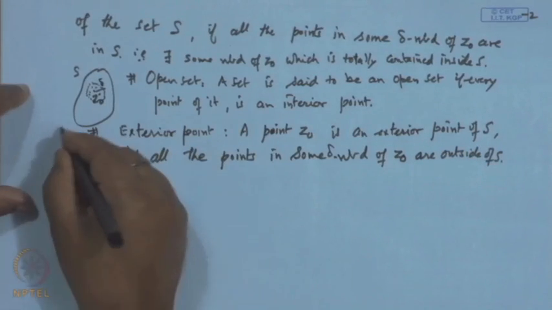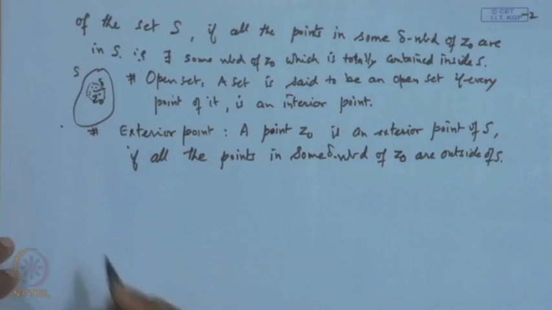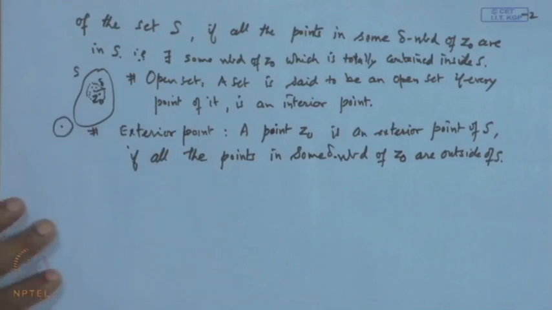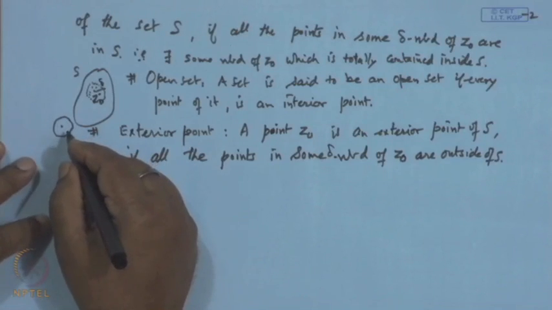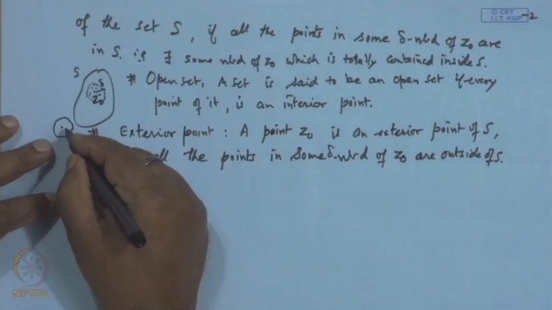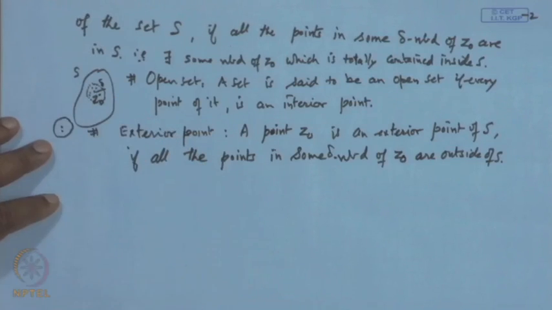So, suppose this is a point here, and if we are able to get one neighborhood around the point which does not contain any point of S, then we say this point is an exterior point of S.